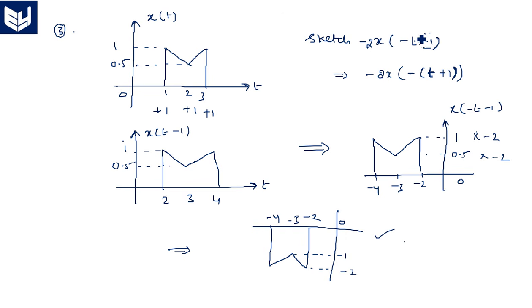Whenever multiple operations are given, first start with shifting, then time scaling or time reversal, and then amplitude scaling or shifting. I hope you understand. These three problems are very important and most commonly asked in previous papers. And from this you can easily draw any type of given operation on the signals. Okay, thank you.